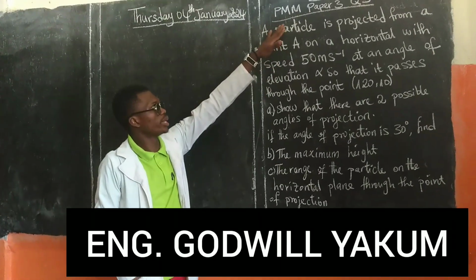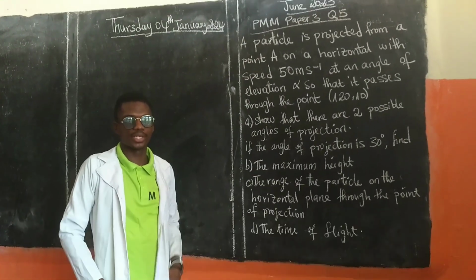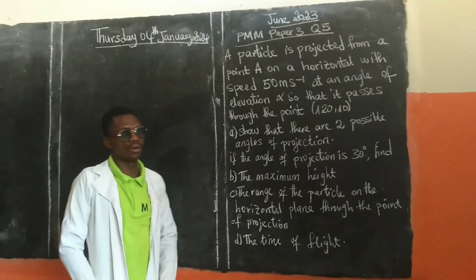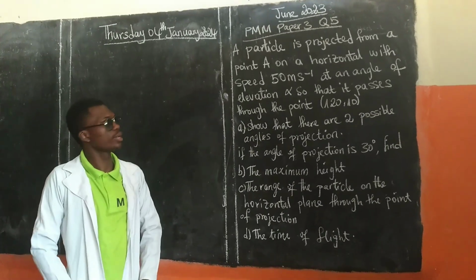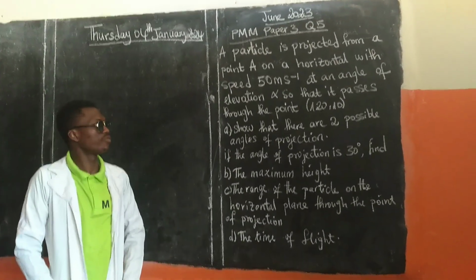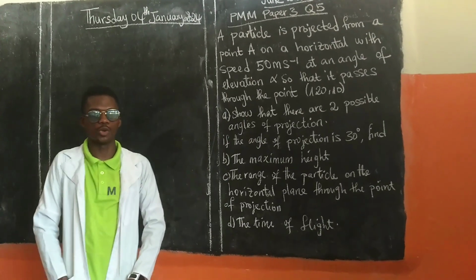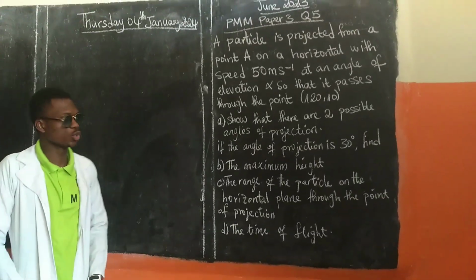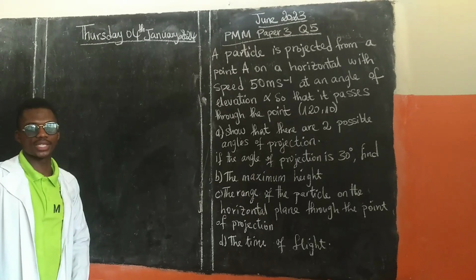Today we are going to be looking at Pure Maths with Mechanics, June 2023, Paper 3, Question 5. This question has to do with projectile motion. So here we are going to see the projection of a particle.